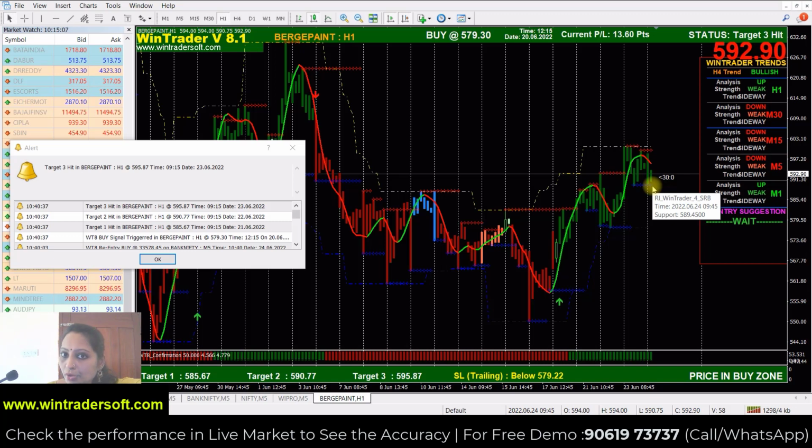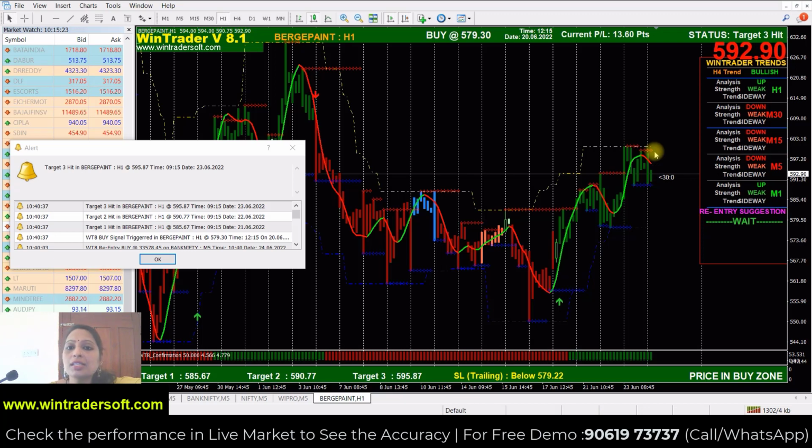If it breaks the support level, then there will be a reverse trend and the market will reverse. And the resistance level is 599.60. The current market price is 592.90, and if it breaks 599.60, which is the current resistance level.